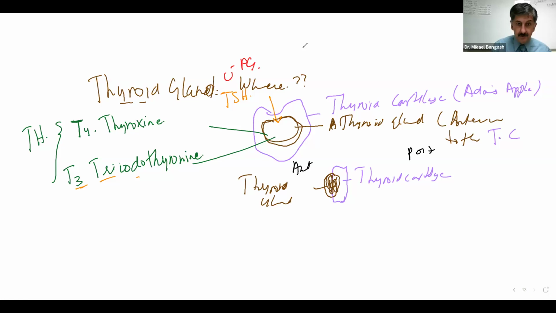Okay. Now, out of these two thyroid hormones, which are T3 and T4, or thyroxine and triiodothyronine. The reason that we call T4 T4 is mainly because it has 4 molecules of iodine. Whereas the term triiodothyronine is pretty obvious. It has 3 molecules of iodine.